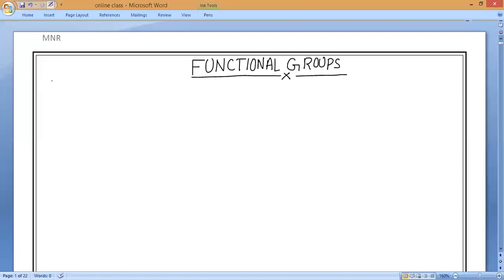So in the last class we studied what a homologous series is. You might have noticed that all the alkanes are called a homologous series, all the alkenes are called a homologous series, all the alkynes are called a homologous series, because all the alkenes have the same general formula. Is it yes or no? Alkenes also have the same general formula.